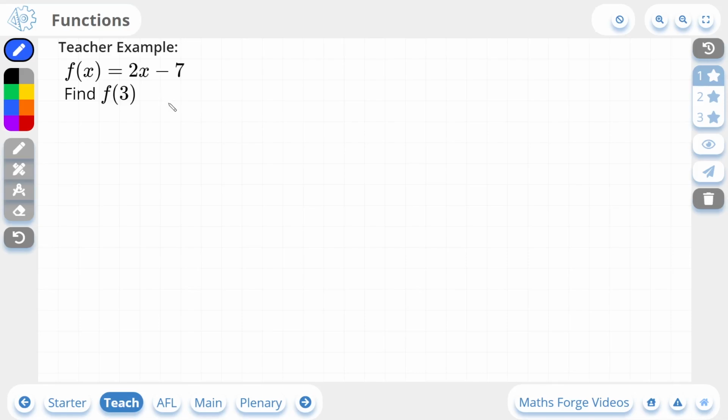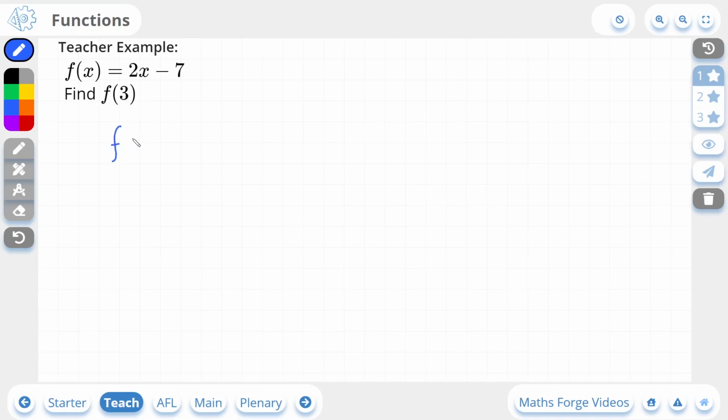So let's take a look at our first example. Here we're being given a function f that has an input of x, and this is equal to 2x minus 7. So the input of x means that the function titled f can have x be replaced by values. So let's find f of 3.